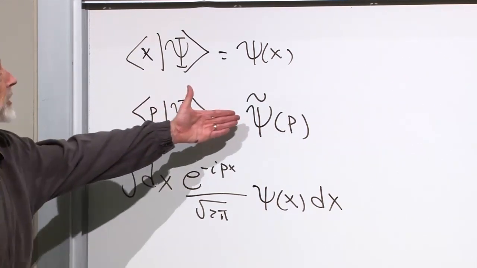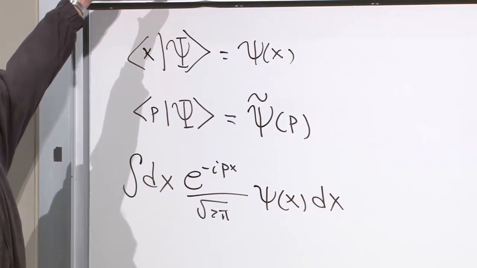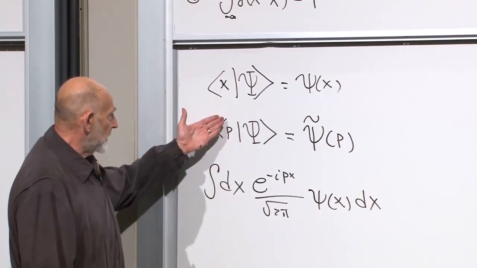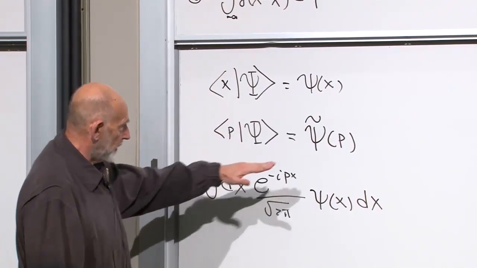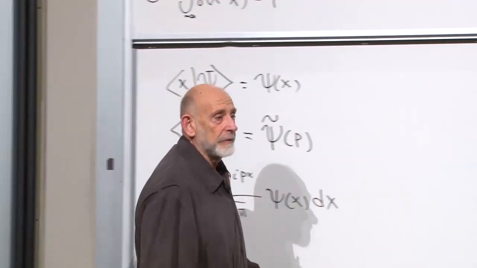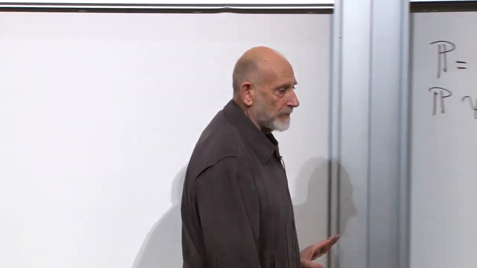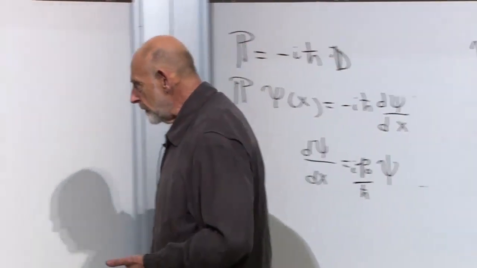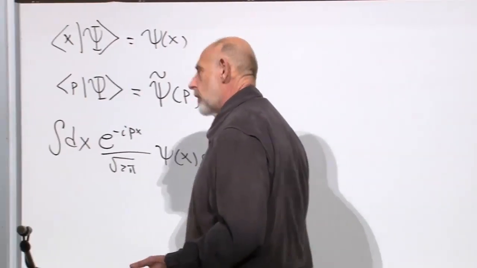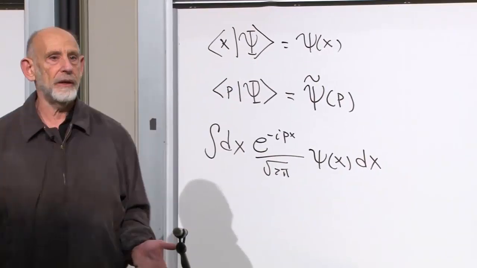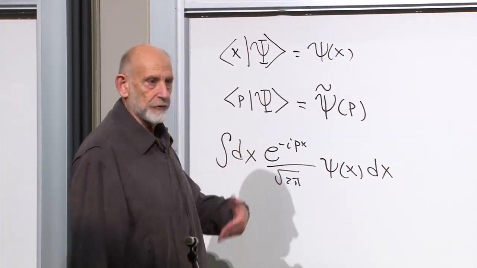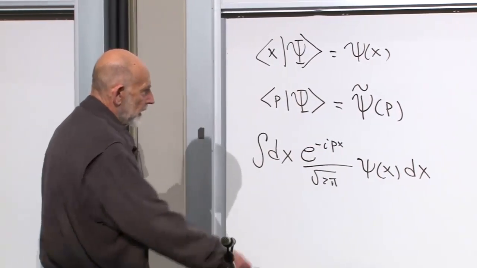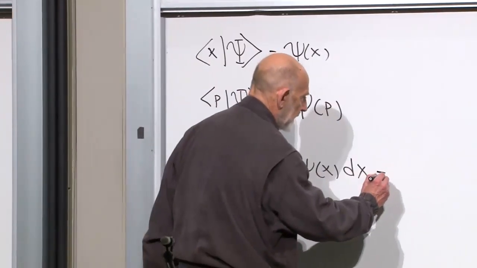But that's exactly equal to psi twiddle of p, with the same notation that I used for Fourier transforms. In other words, the momentum state wave function, psi twiddle of p, is exactly the Fourier transform of the position space wave function. That's the upshot. Momentum and position are related in the same way that ordinary variables, positions, and Fourier variables are related. Okay, so here we have, let's just call it psi twiddle of p.